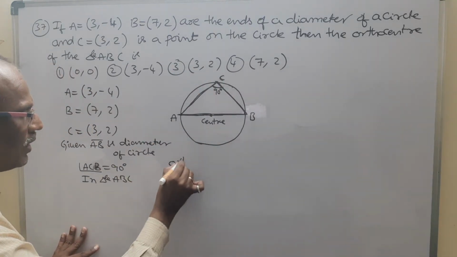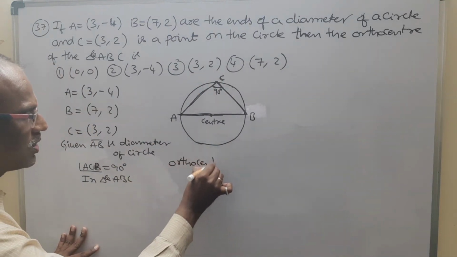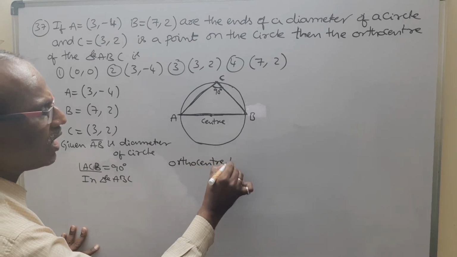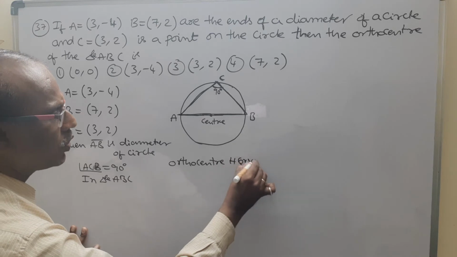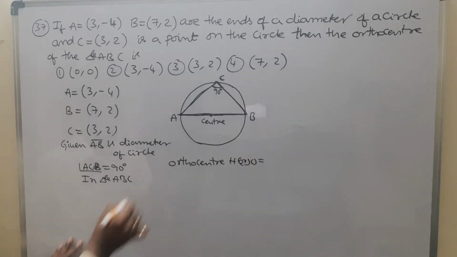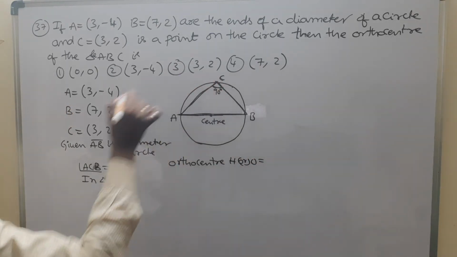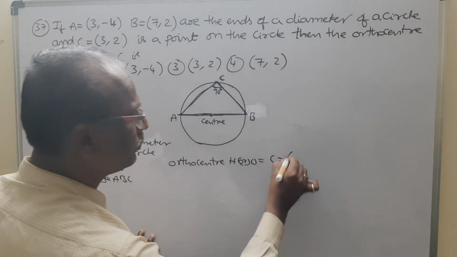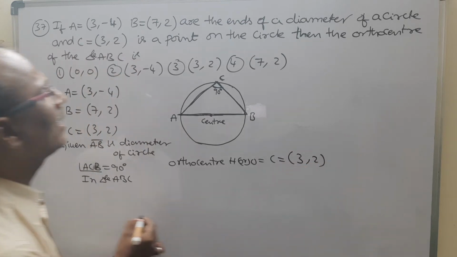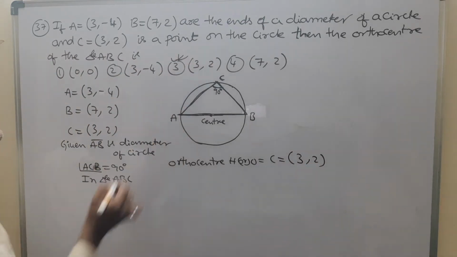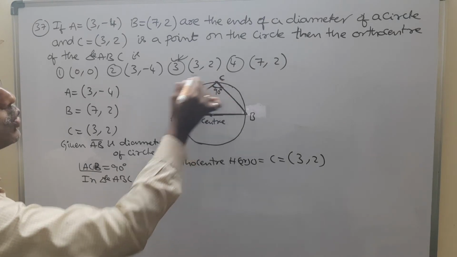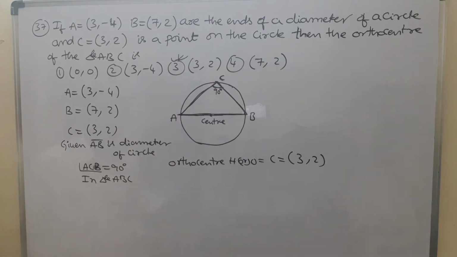Here the orthocenter, generally denoted by H or O, is equal to the C vertex, the 90 degree vertex, which is (3, 2). The orthocenter of the triangle is (3, 2), the third option. In a right angle triangle, the 90 degree vertex represents the orthocenter of the triangle.